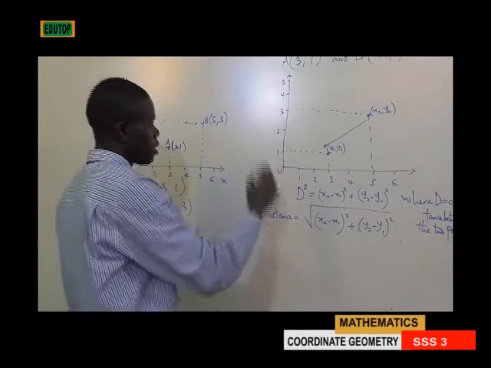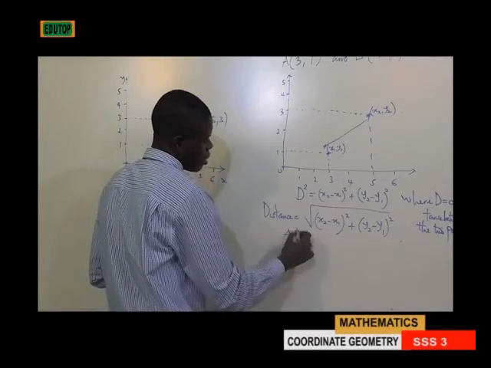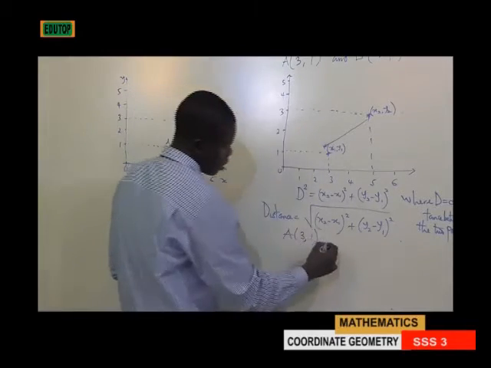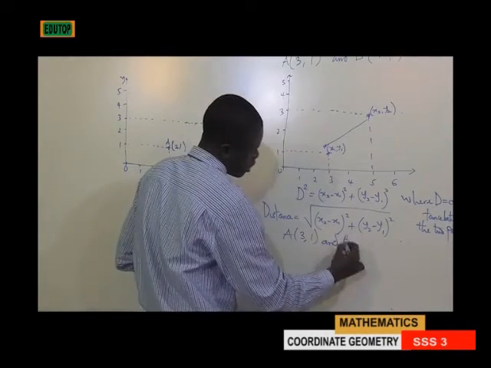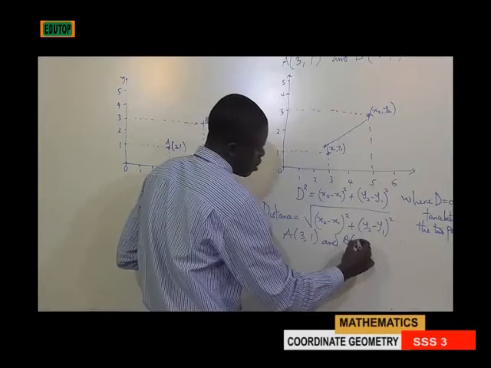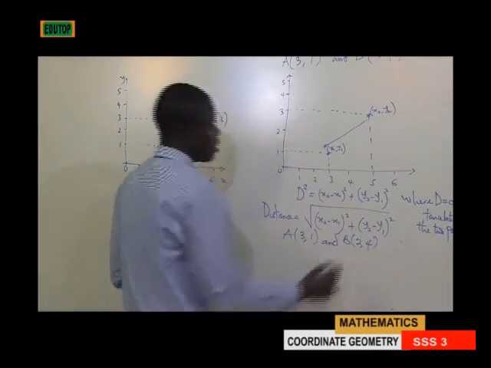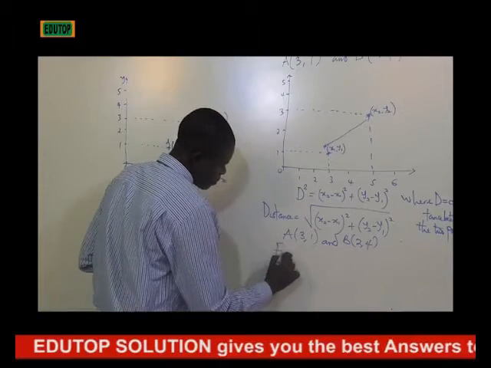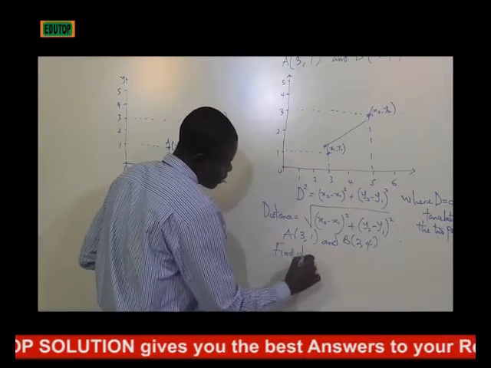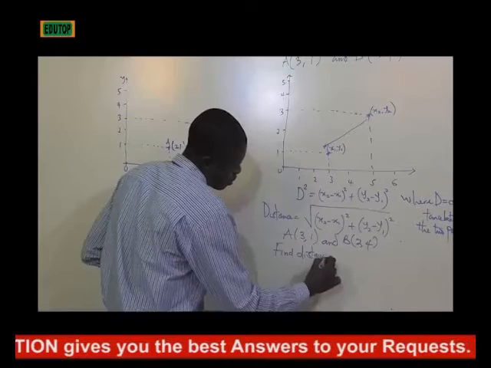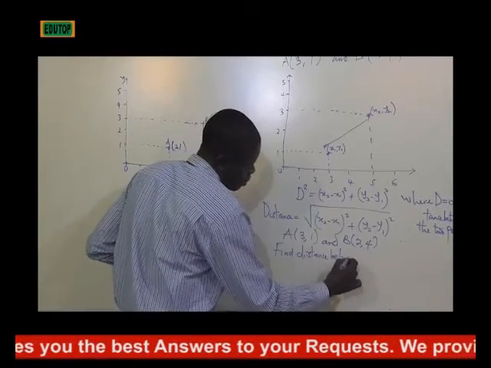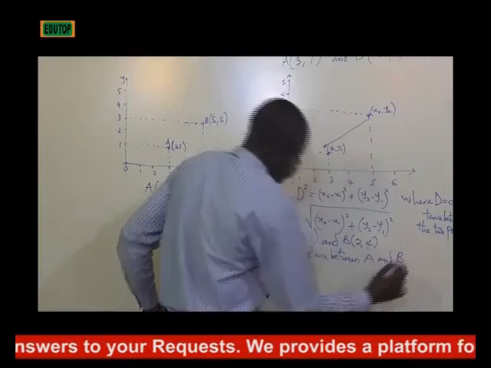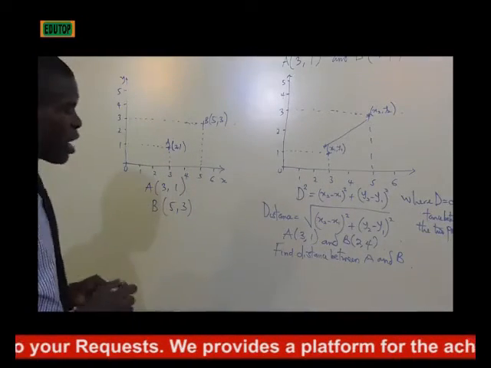Now, if the points that we have on the board are the 2 points that are given to us in the question, and we have to determine or calculate or find the distance between these 2 points. Find the distance between A and B. You have to look for the distance between A and B here.